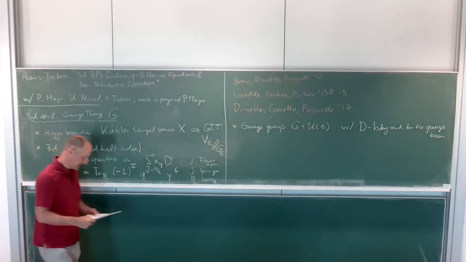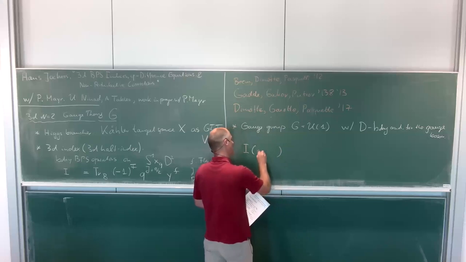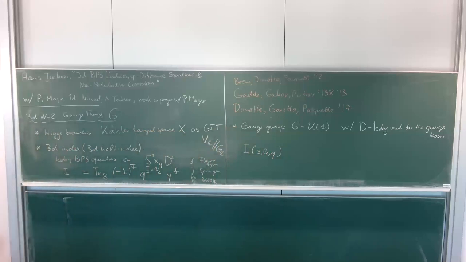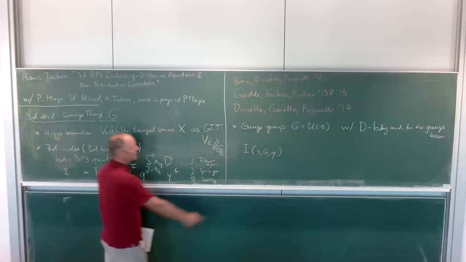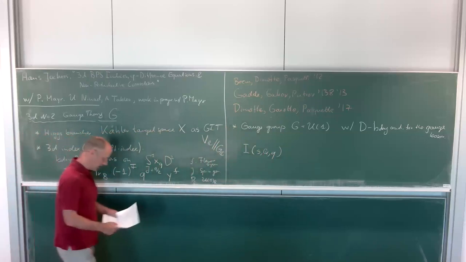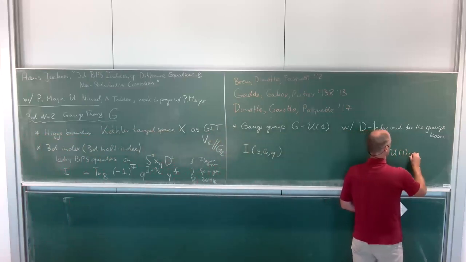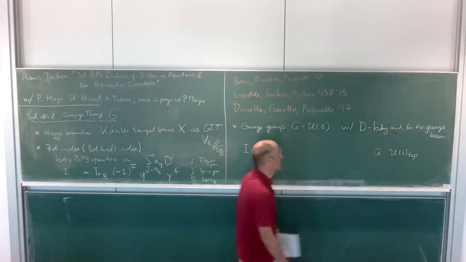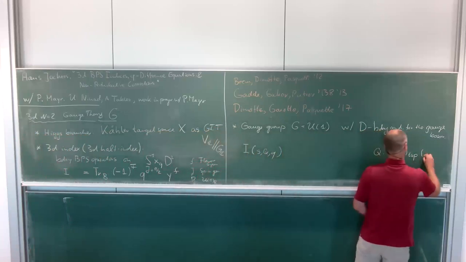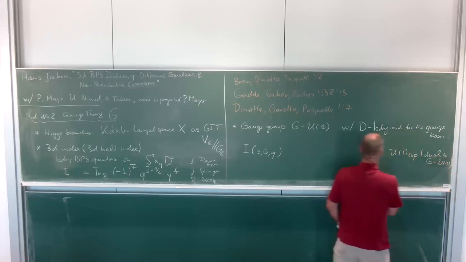For this particular setup, the index takes a very specific form. It now depends on three fugacities, or it could depend on more, but these are the fugacities that we're interested in. So q is this parameter which we have universally in this index, this little q. Big Q is a global symmetry, which is called in three dimensions U1 topological. That's the dual symmetry to that gauge group G, which in our case is U1.